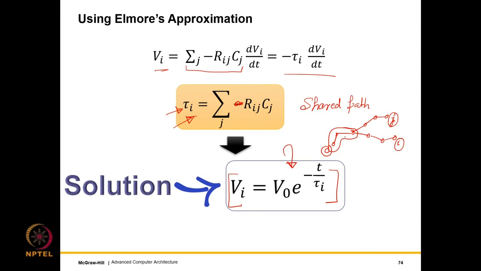We move towards the root, and wherever both of them meet, after that is the shared path. If I sum up the resistances over this shared path, then I come to Rij. And if I sum this up for all the capacitors, then I arrive at the time constant of the entire system. So what did Elmore do?